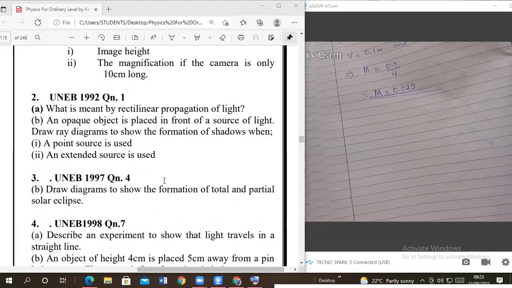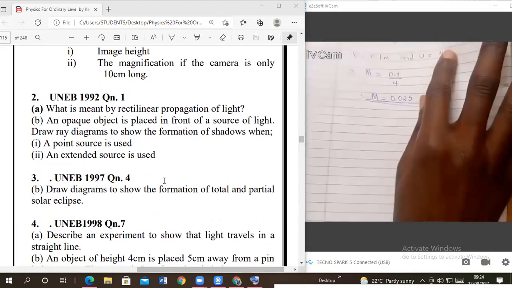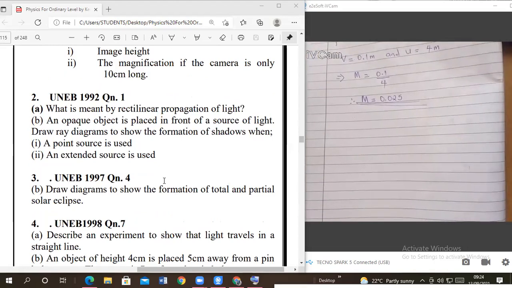Is there any question on how to calculate magnification and its related concepts? I think we are together on that.